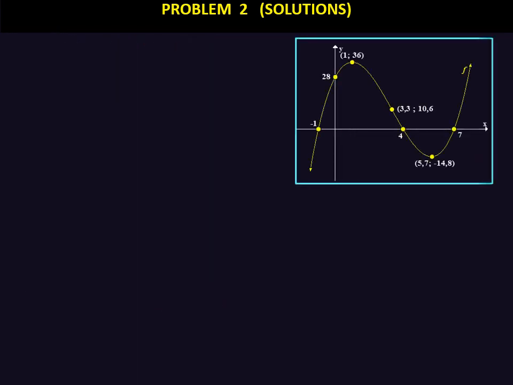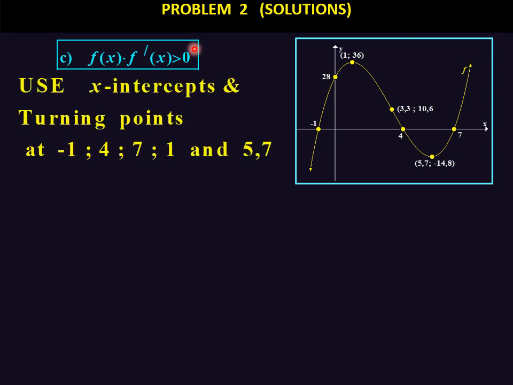Let's look at the third question. Yeah, this is one like we had earlier. And here we have a specific example where we have a product. This product, what does this mean? The product is positive. So for the f, we're going to use the x-intercepts, and for the first derivative, we're going to focus on the turning points. So there we have the x-intercepts are -1, 4, and 7, and then the turning points are at 1 and 5.77.